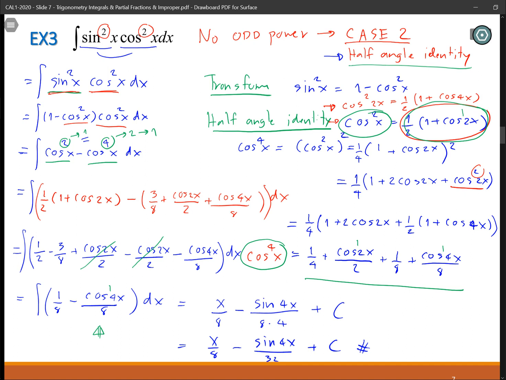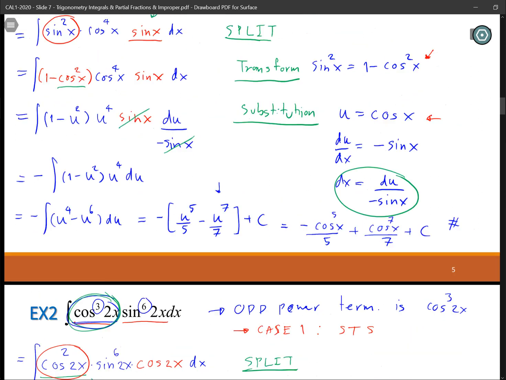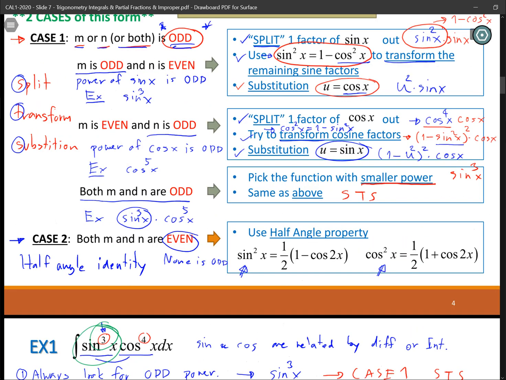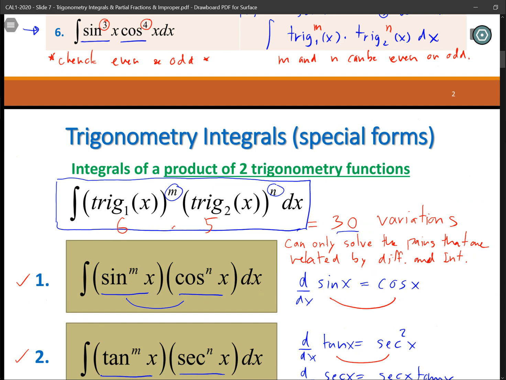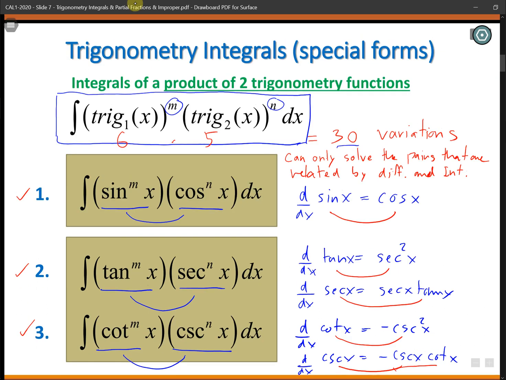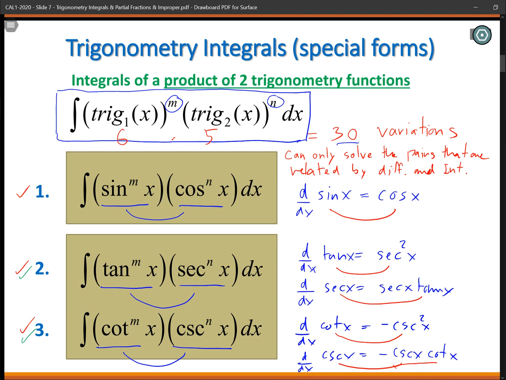I might add part 2 later, and that is going to be about the combination of secant and tan, which is variation number 2 right here, and the cotan and cosecant, variation 3. These two require the same strategy in order to solve, and it will be in part 2 of this lecture. All right, I'm going to stop right here.